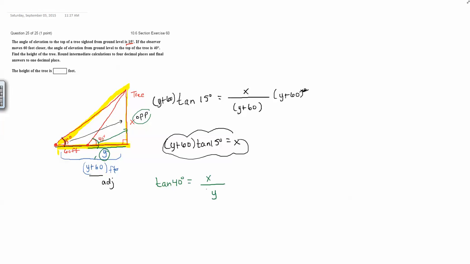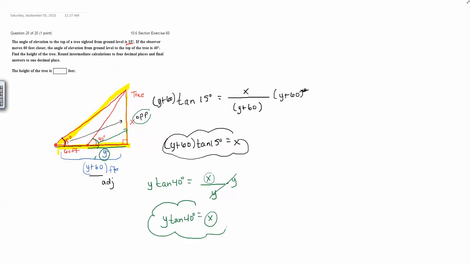Again, I'm going to solve for the variable x here. x is the height of the tree. So to get x alone, I'm going to do the opposite of divide by y, and I'm going to multiply by y on both sides. So y times tangent of 40 degrees is equal to x.